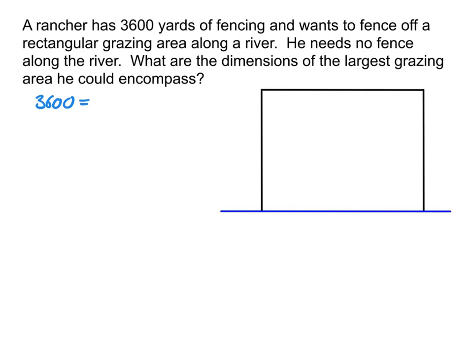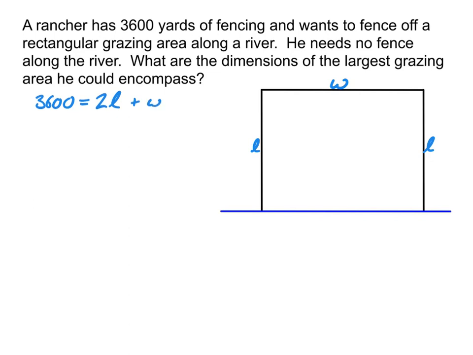Now I'm going to stick with variables like length and width here. So I'm going to go ahead and call this my width, making these two both length. Which means that if I want to find the total length of fencing, that would be 2L plus W.